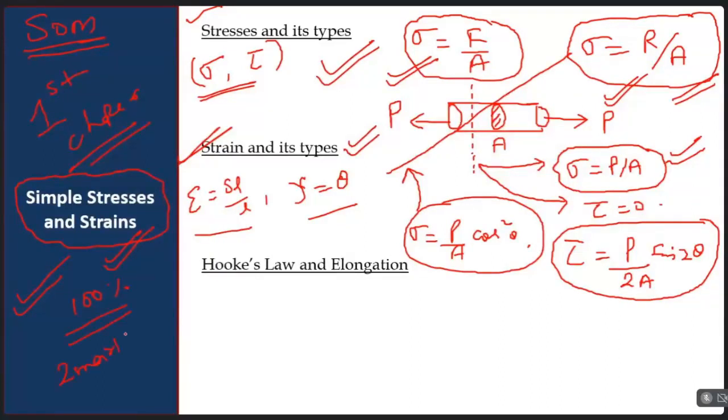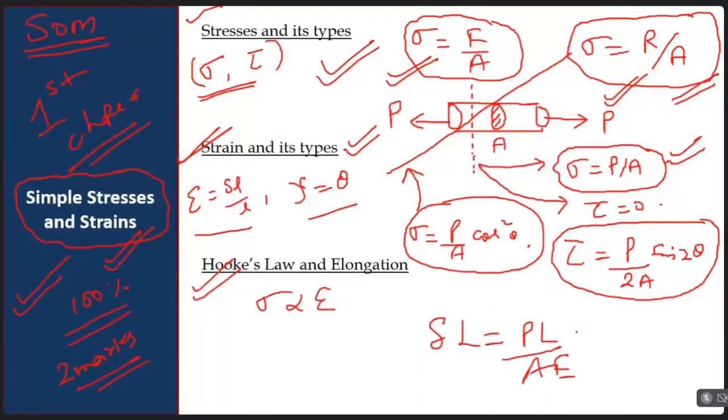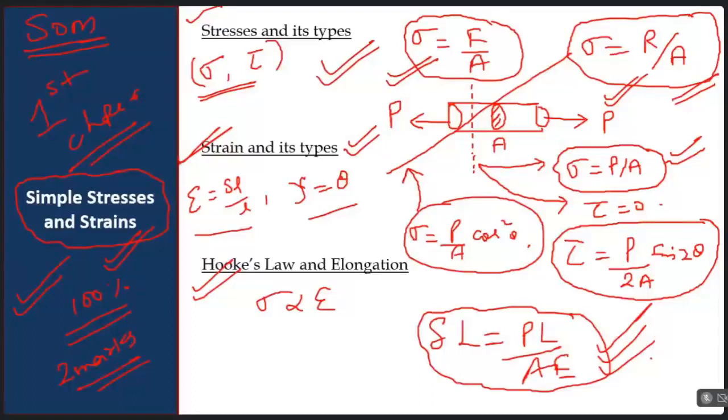100% guarantee of at least one question of 2 marks from this first chapter, that is simple stress and strains. Then we'll go for Hooke's law, that is stress is directly proportional to strain, and the elongation formula: delta L will be equal to PL by A into E. That is the increase in the length after the application of load. This is a very important formula. So many questions have already been asked from here in the history of the GATE examination.